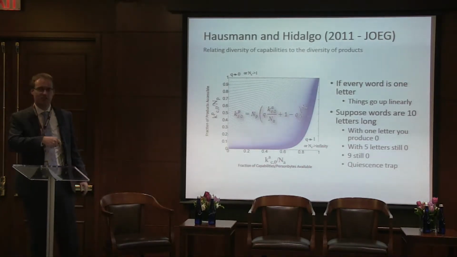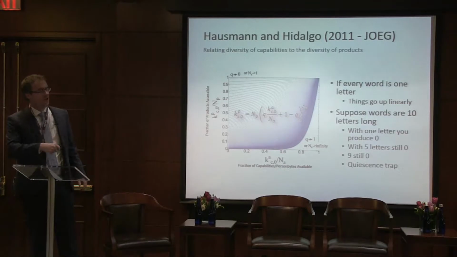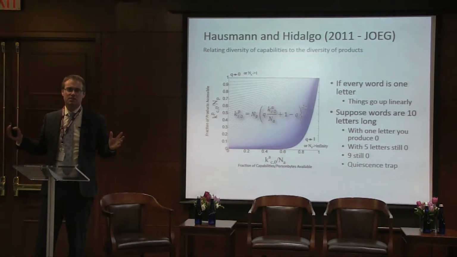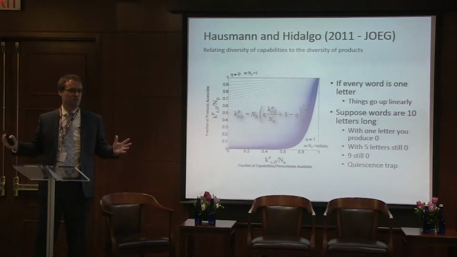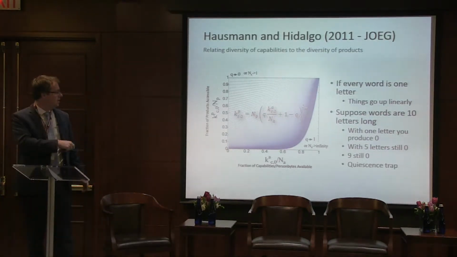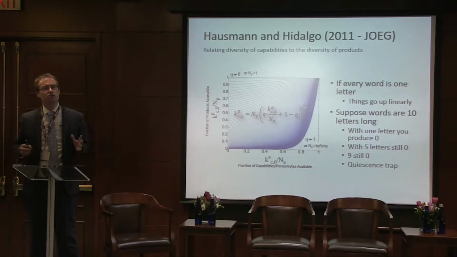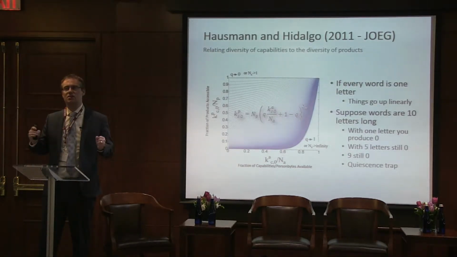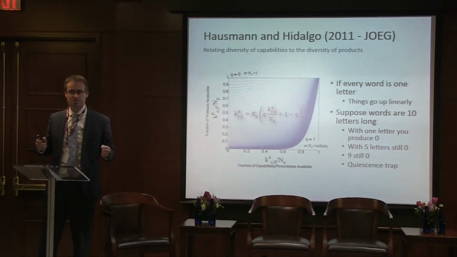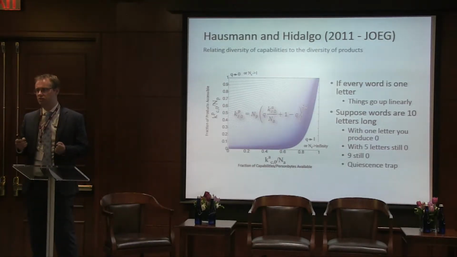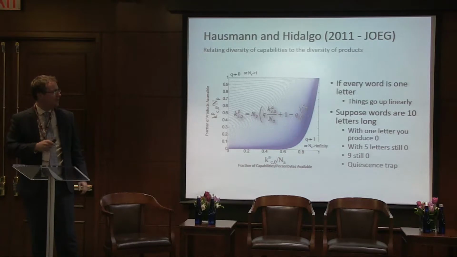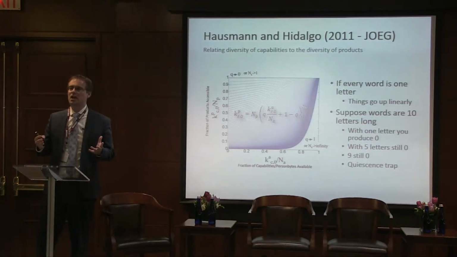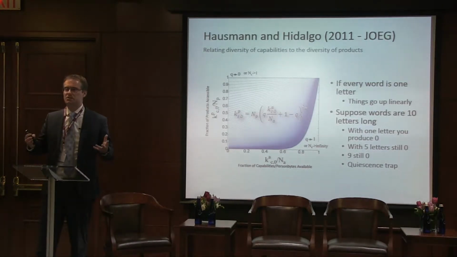On the horizontal axis, over here, you see the number of capabilities that a country has. So it's basically something like the share of the alphabet that a country owns. And on the vertical axis, you see the share of overall products that a country can produce with the letters it has. So it's something like the share of the dictionary it knows how to write. And then each of these lines is a different world. And these worlds differ in how complex the words are. So how complex is the dictionary?